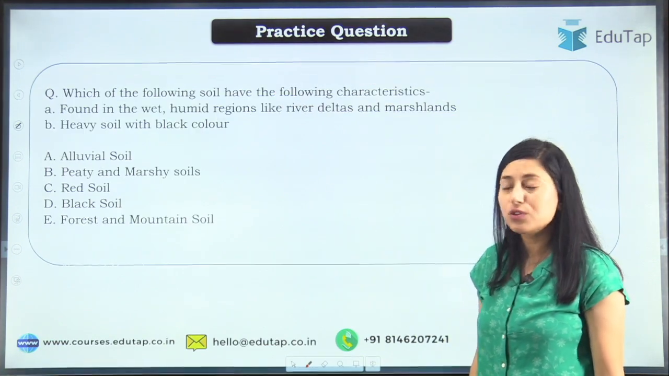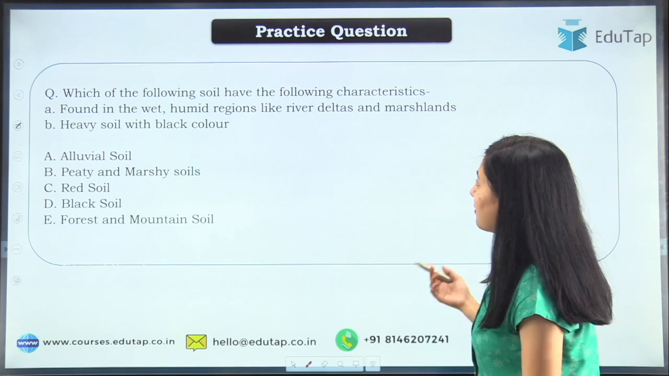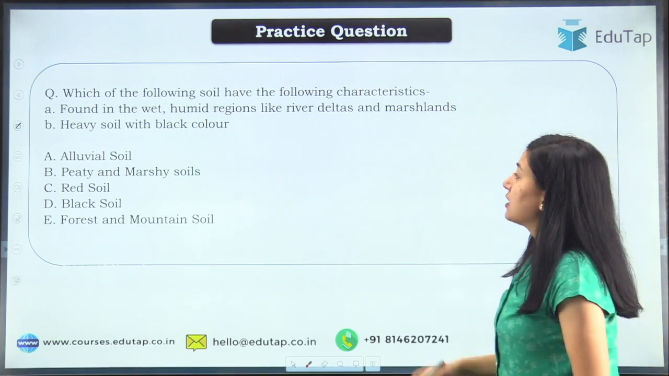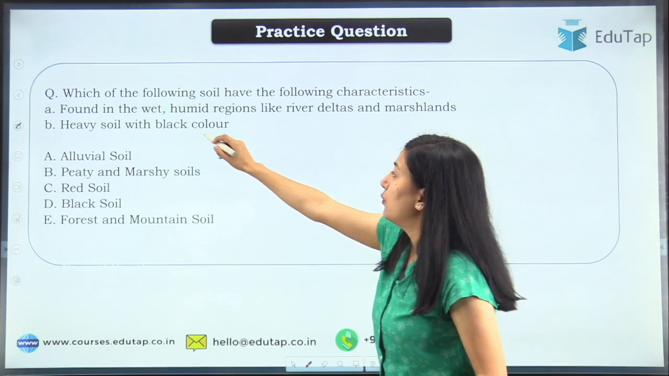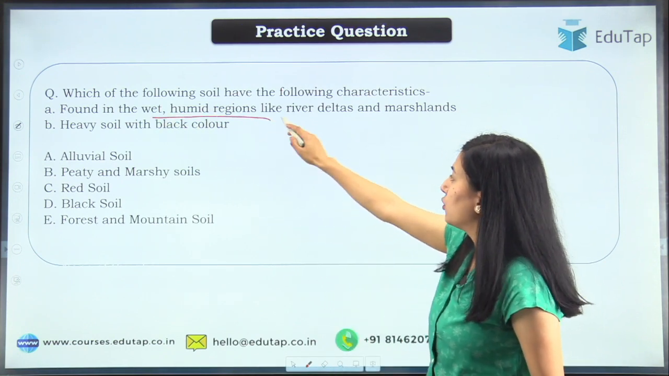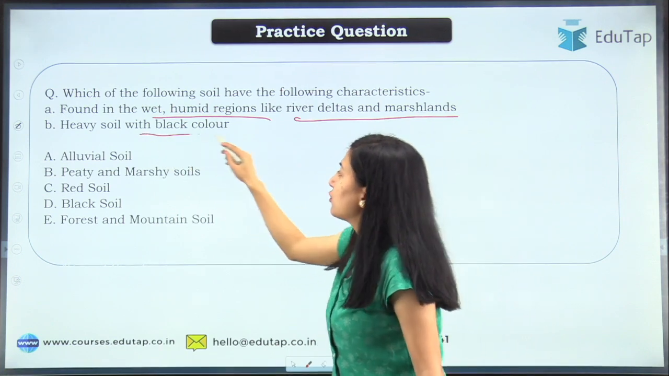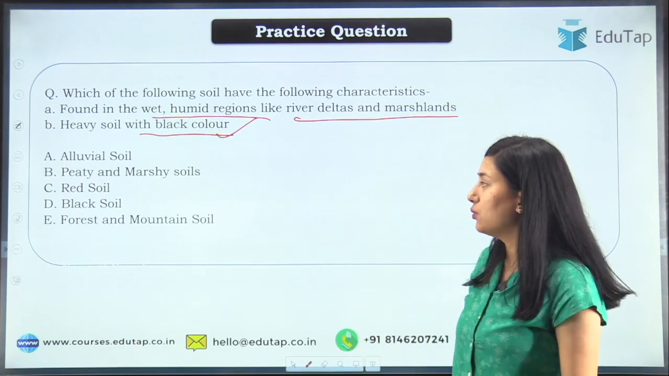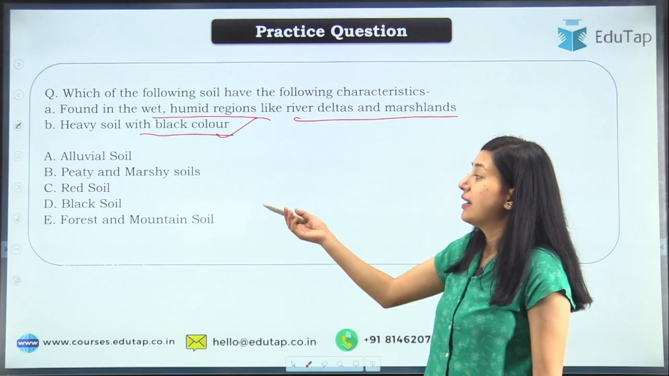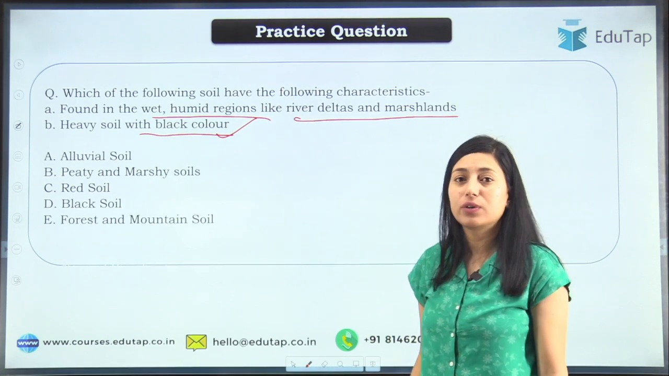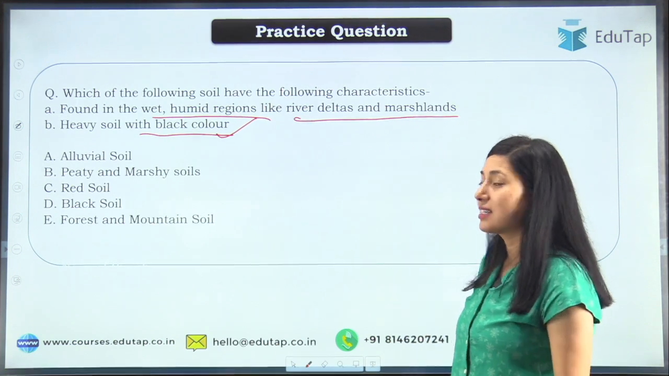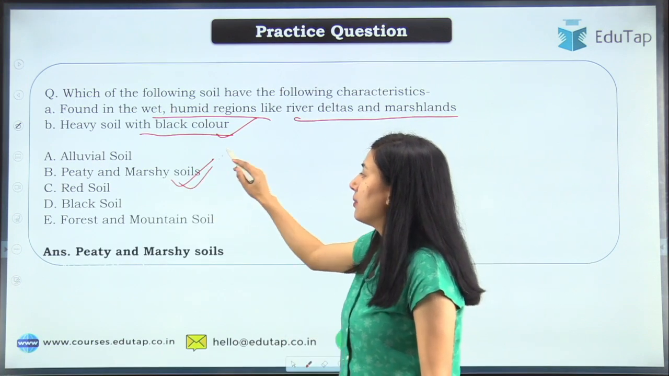Now moving on to the next question, which says, which of the following soils have the following characteristics? Let us read. Found in wet and humid regions like river deltas and marshlands, and they are heavy soils with black color. Options are alluvial soil, peaty and marshy soils, red soils, black soils, forest and mountain soils. We have just discussed this, that it is your peaty and marshy soils.